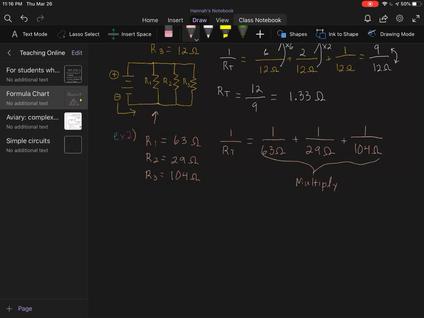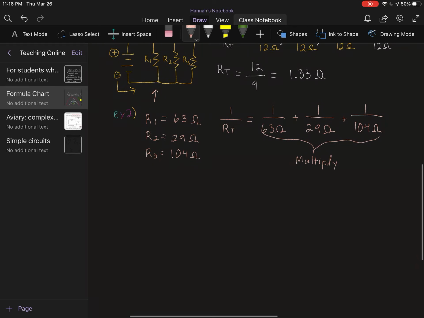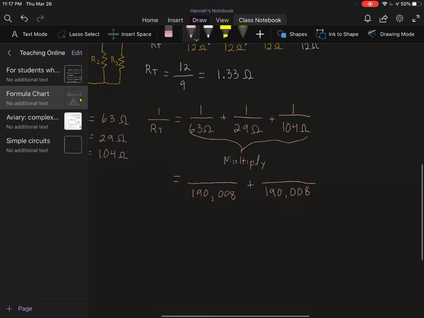All right, so let's see what we end up getting. Let's see this bad boy. 63 times 29 times 104. And I kept the numbers quote unquote smaller for my own sanity. This is 190,008. That is our common denominator. Love that. And you may be like, Miss Perkins, that sucks. But I promise you it works every time. Okay?